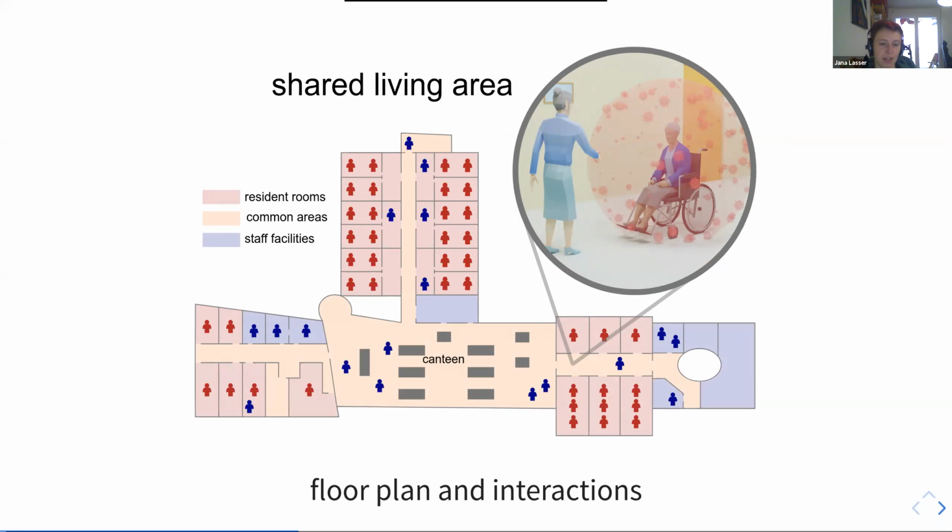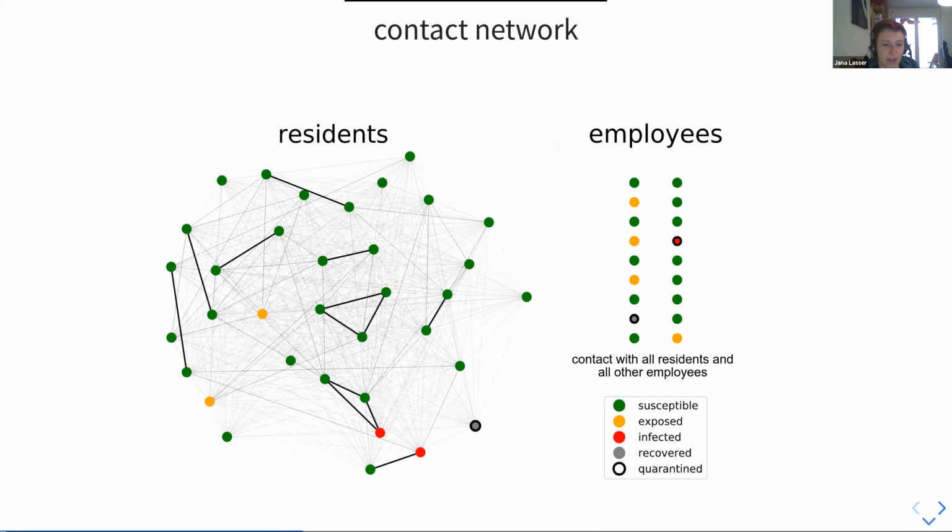Now we can translate these interactions into something that's probably more familiar for the network scientists in our ranks, something like this. This is the abstracted contact network of the residents to the left, and the link strength is the intensity of the contact. And to the right, the dots are employees, and the links or the interactions to the residents here are implicit. I didn't show them explicitly because every employee has contact to every resident and every other employee every day. This is just a snapshot of such a simulation, where the agent states are visualized in different colors. Green is susceptible, yellow is exposed, red is infected, gray is recovered, and if a dot has a black circle, then the respective agent is in quarantine.